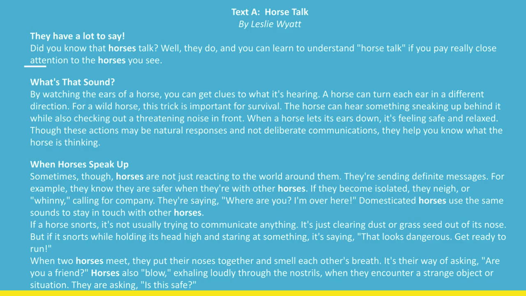When a horse lets its ears down, it's feeling safe and relaxed. Though these actions may be natural responses and not deliberate communications, they help you know what the horse is thinking when horses speak up. Sometimes, though, horses are not just reacting to the world around them, they're sending definite messages. For example, they know they are safer when they're with other horses. If they become isolated, they neigh or whinny, calling for company. They're saying, "Where are you? I'm over here." Domesticated horses use the same sound to stay in touch with other horses.